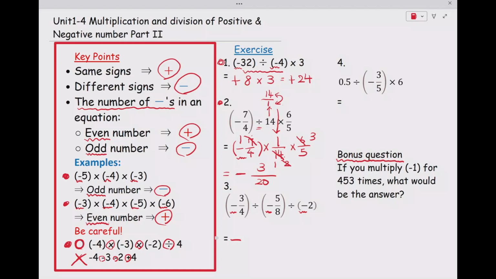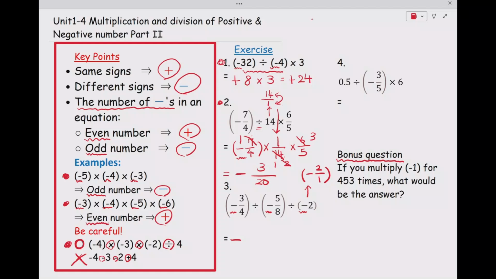In such a case, step 1. Convert all the numbers to fractions, which will be minus 3/4 divided by minus 5/8 divided by minus 2/1. Step 2. Convert all the divisions to multiplications. In order to convert the divisions to multiplications, just flip the fraction following the division sign upside down, and then replace the division sign with the multiplication sign.